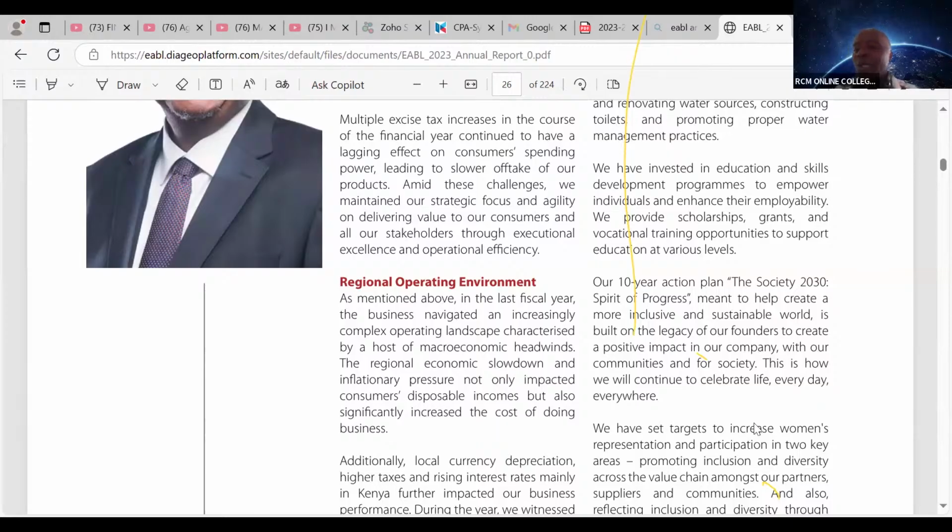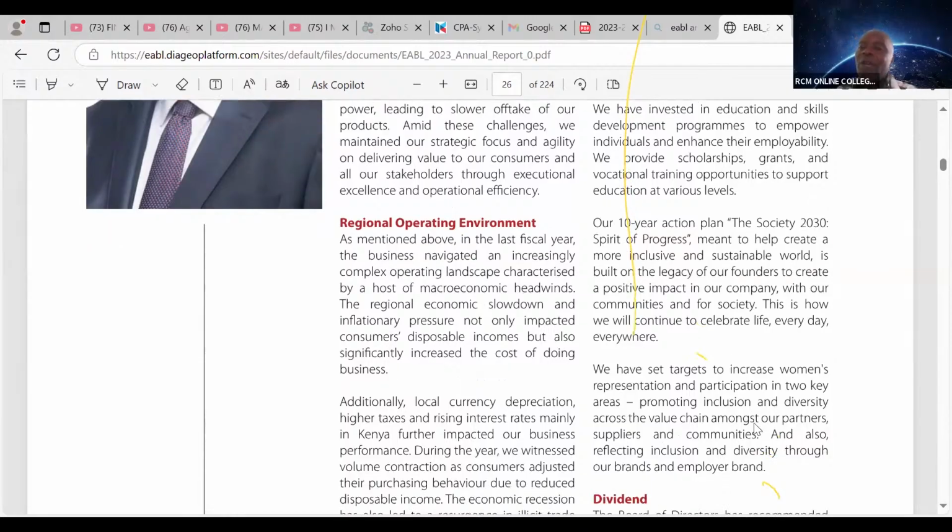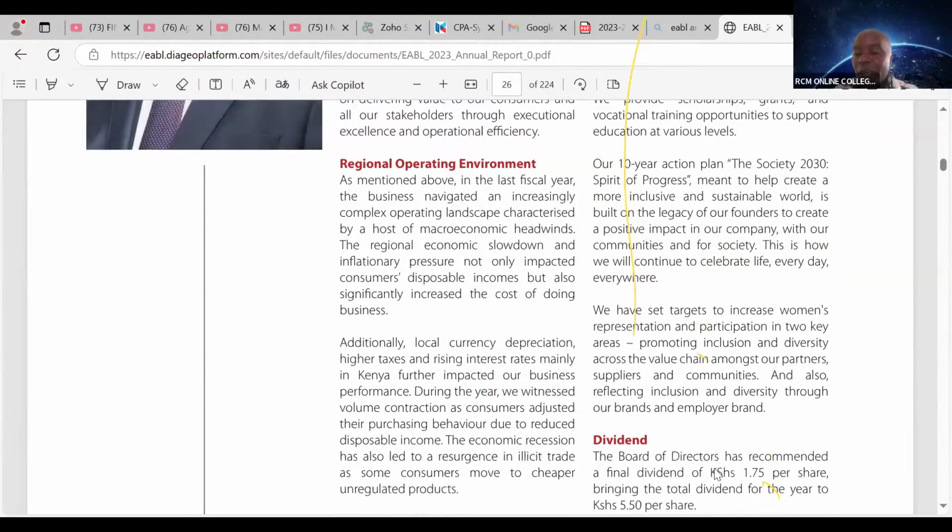We have set targets to increase women representation and participation in 2 key areas. You can see now they're trying to touch the soft part of the company, all right? Because anybody outside here hearing that you are having, for example, a board or management that is inclusive, I mean, you're looking at women, you're looking at people with disabilities, you'll be able to get so many people who would want to do business with you. All right. So promoting inclusion and diversity across the value chain amongst our partners, suppliers, and communities, and also reflecting inclusion and diversity through our brands and employer brand.